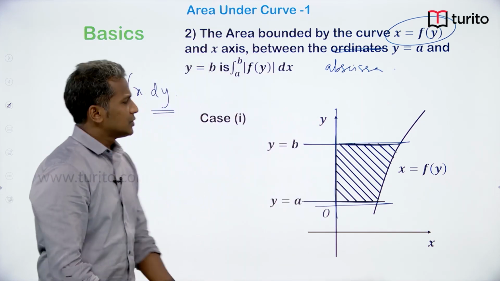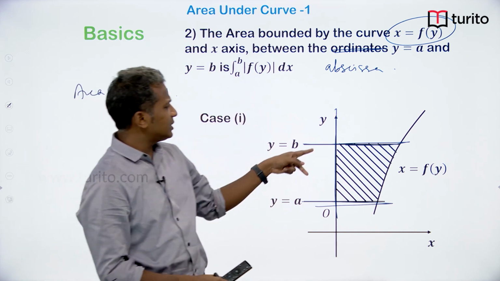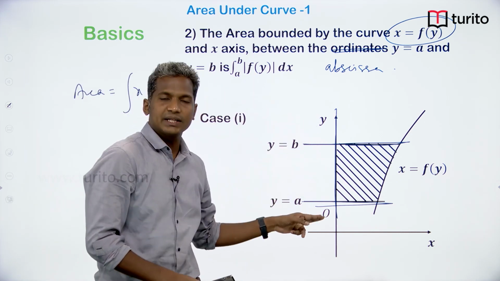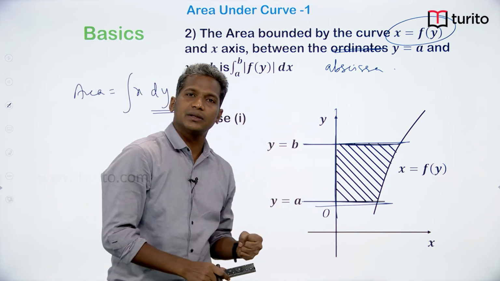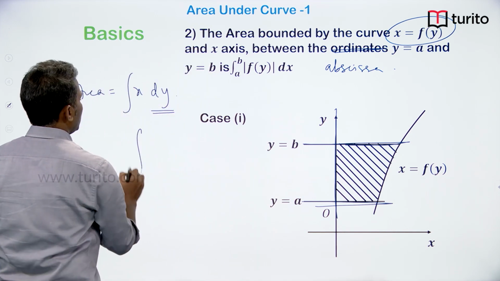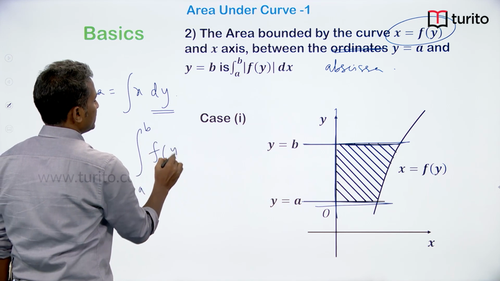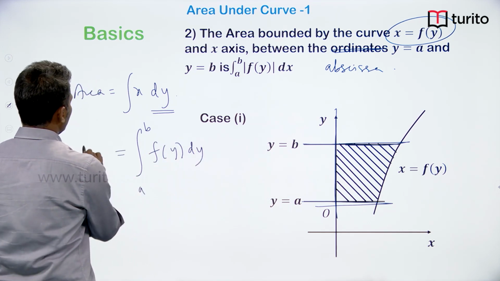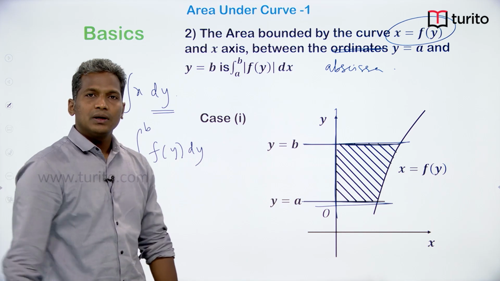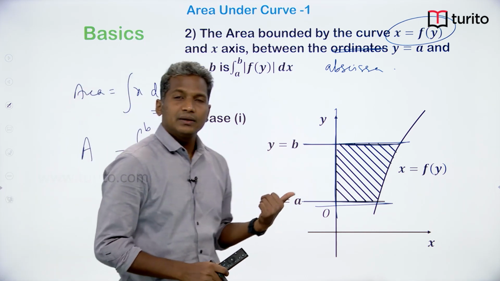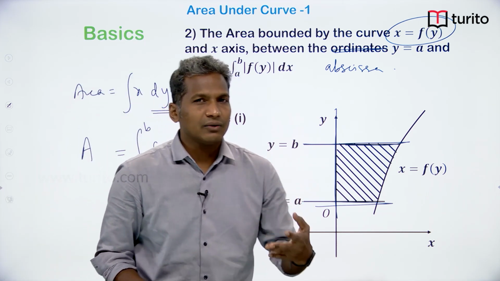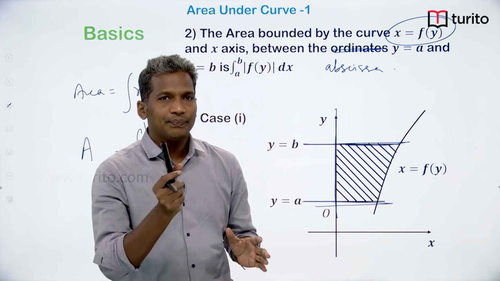Okay. So, the area formed with the y axis between these two abscissa can be written as integral a to b f of y dy. This is going to be our area. And now what about the sign? Will this give us the exact area? Will this area be positive or negative?